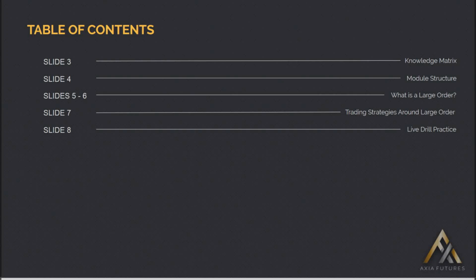Now we're going to have a look at the content structure of this module. Firstly, slide 3, we look at that knowledge framework in order to compartmentalize our learning. And slide 4, we'll be looking at the module breakdown of the rest of the large order module. Slide 5 to 6, we start defining what is a large order. Slide 7 are the trading strategies around large orders. And then slide 8, we unleash you into the market with a structured process of extracting the most information in developing various types of strategies around large orders in a very structured learning environment.